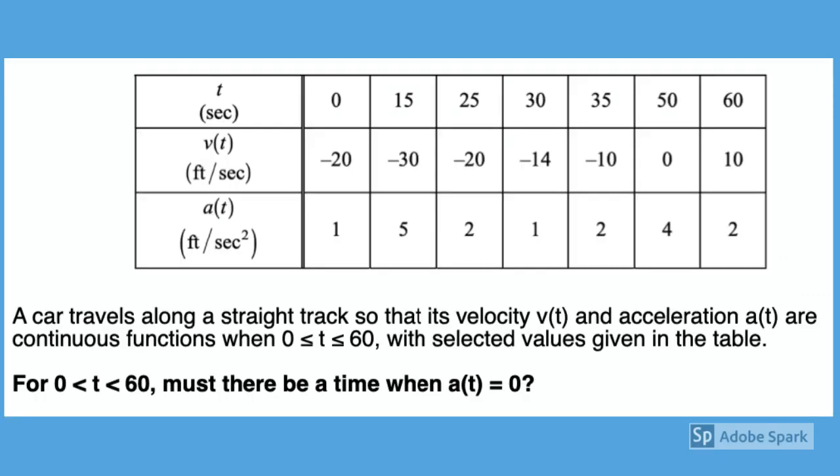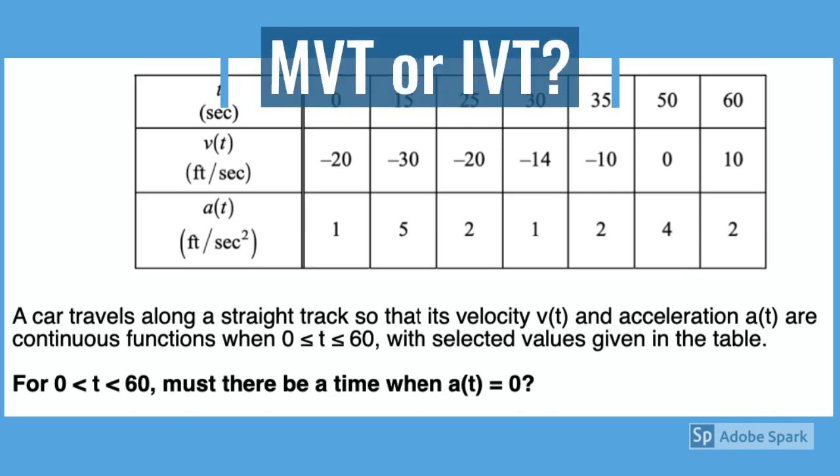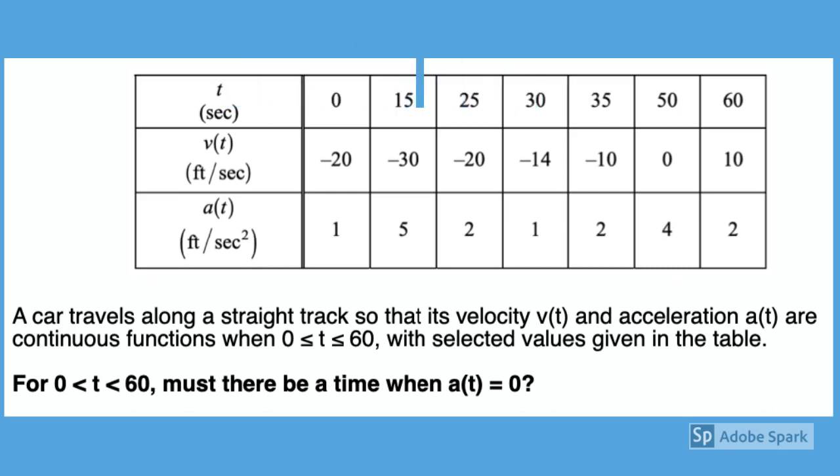This is another part of the same problem from a past AP exam. Instead of asking if there is a time when v of t has a certain value, this problem asks if there is a time when a of t, or the acceleration, equals 0. Now, again in this problem, that phrase, "must there be a time," tells us that we have to use one of the existence theorems. But the question is, which one? Mean value or intermediate value?